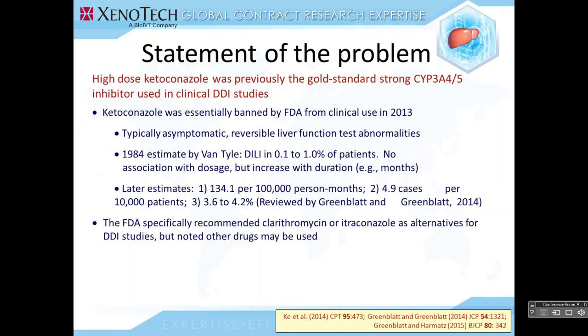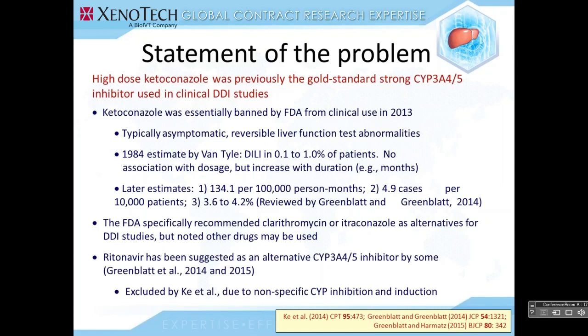When the FDA banned ketoconazole from use in the clinic, they specifically recommended clarithromycin or itraconazole as an alternative for DDI studies, but they did note that other drugs may be used. Ritonavir has been suggested as an alternative CYP3A inhibitor by some, including Greenblatt, but Alice Key's paper excluded this due to nonspecific cytochrome P450 inhibition as well as induction.